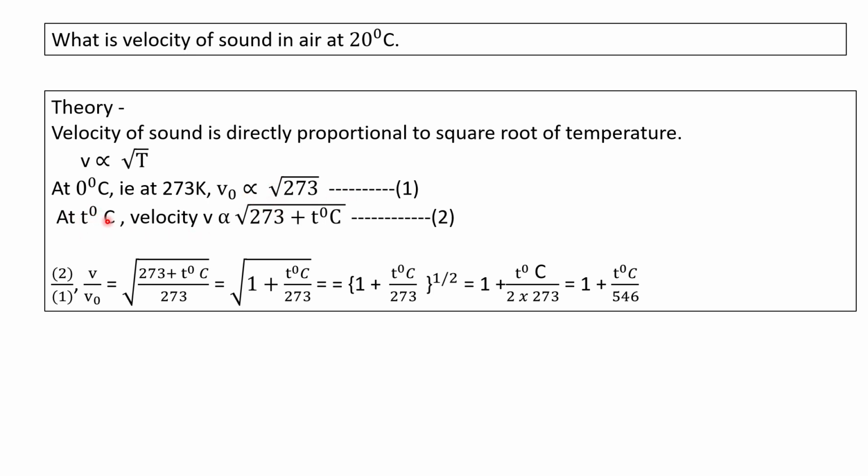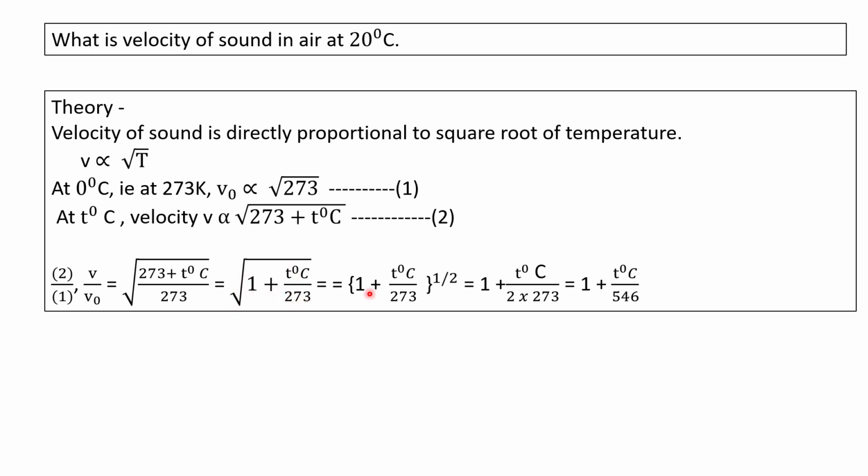At T degrees Celsius, on converting T degrees Celsius to Kelvin, we get 273 plus T. So this is the temperature in Kelvin scale. Now velocity V is directly proportional to root of 273 plus T. On dividing the two equations, V by V0 equals root of (273 plus T) by 273. On dividing, we get 1 plus T by 273.